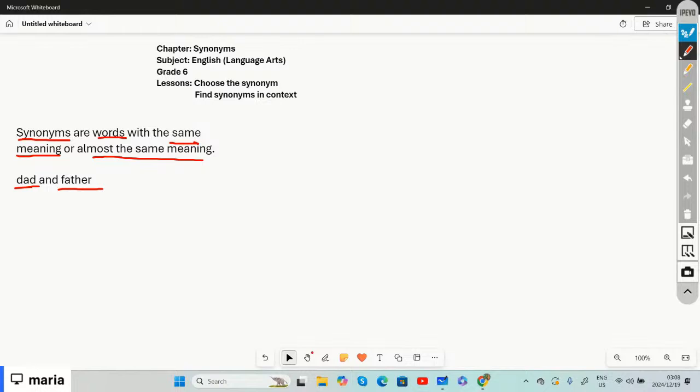So once again, synonyms are words with the same meaning or almost the same meaning. When you're writing, you may use synonyms to describe certain words. Instead of just using the same old words that we use all the time, you can look in the thesaurus and find words that are similar or almost the same as that word. That is basically to make your writing more interesting.